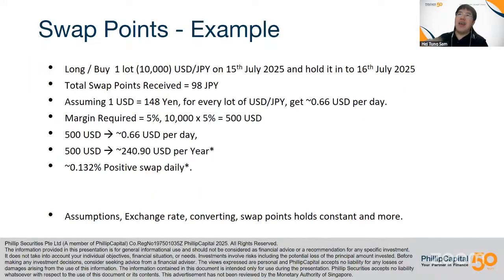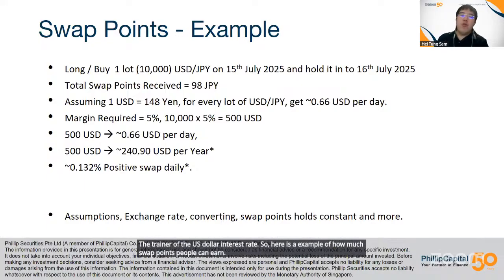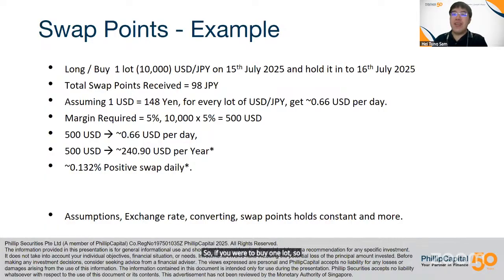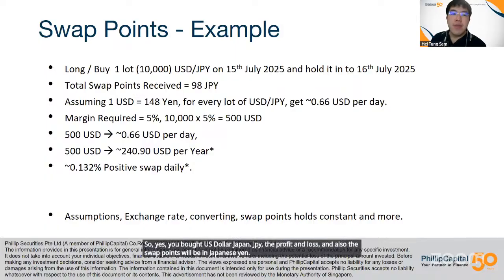So here is an example of how much swap points people can earn. This is an actual real example: buy one lot of US dollar JPY on 15th July 2025, and you hold it to the 16th, so you hold one day only. The total swap points you made is 98 yen. Because remember, the P&L is all calculated in the term currency, or the currency on the right. So you bought USD JPY, the profit and loss and also the swap points will be in Japanese yen.